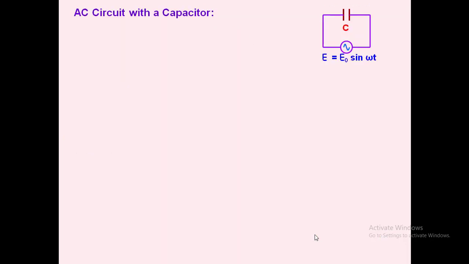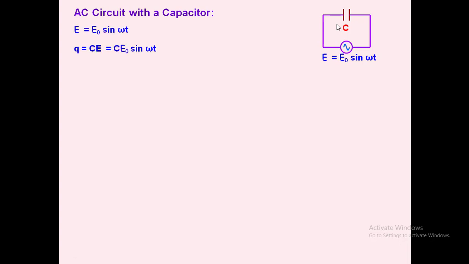AC with a capacitor. Now what happens whenever an AC source is connected to a capacitor? We have seen that when you connect an AC source to an inductor, current lags behind voltage by pi by 2. Now what happens for a capacitor? Again I am taking an AC source whose EMF equals E naught sin omega t connected to a capacitor whose capacitance is C.